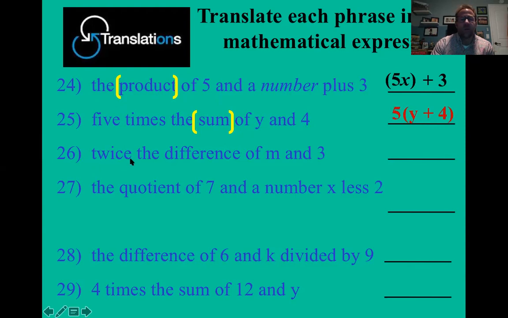Okay, here we go. Twice the difference of m and 3. Difference is our private party word. m and 3.